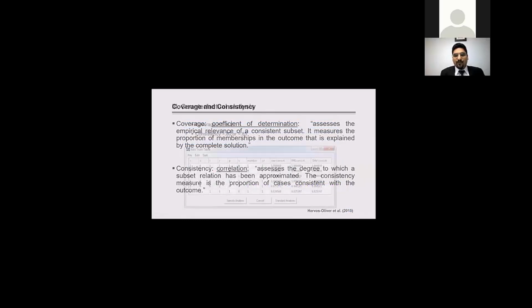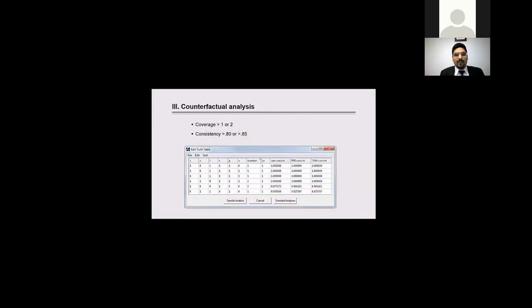I just want to add one more explanation. For counterfactual analysis, there are 2 cutoff levels. You can use 1 for the coverage and 0.8 for the consistency for a small to medium sample size. But if you have a large sample size, you may consider 2 as a cutoff for the coverage and 0.85 as the cutoff for consistency.